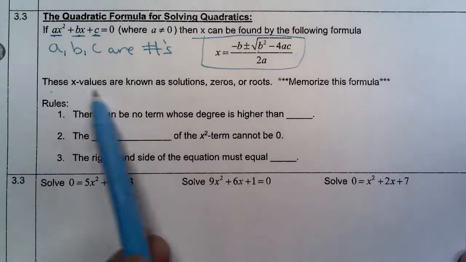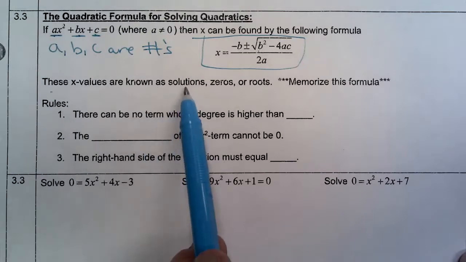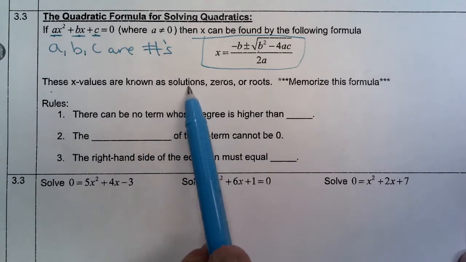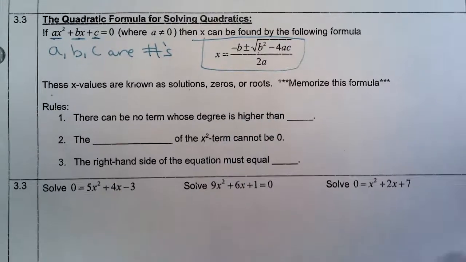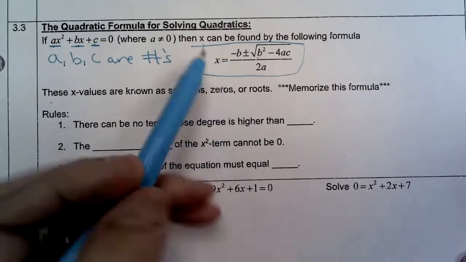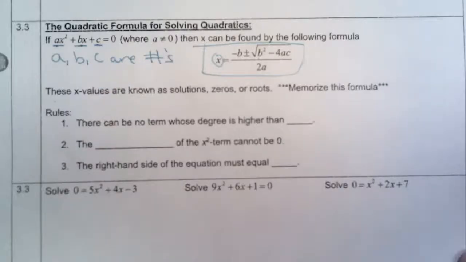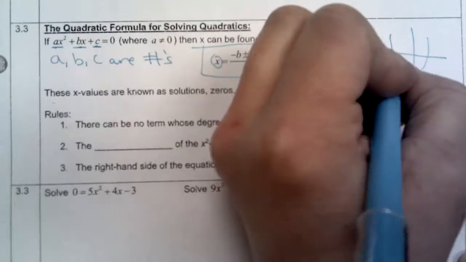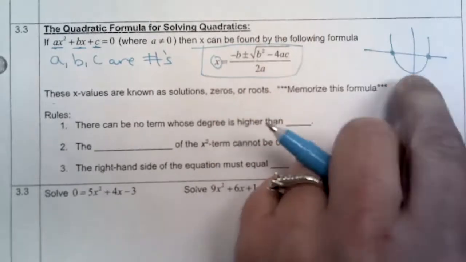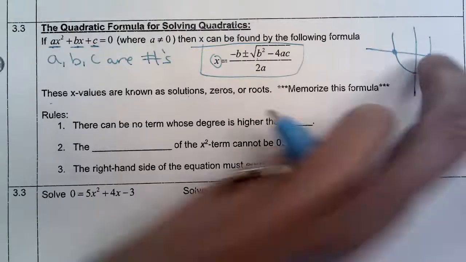When we solve for these x values, keep in mind that you're going to hear them called different things. You're going to hear them called solutions, zeros, roots, x-intercepts. But all that means is that you're solving for the x value. So in a parabola or a quadratic, you're solving for where this graph actually touches the x-axis.